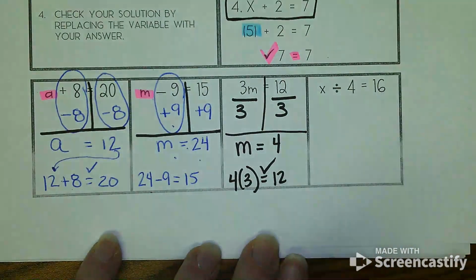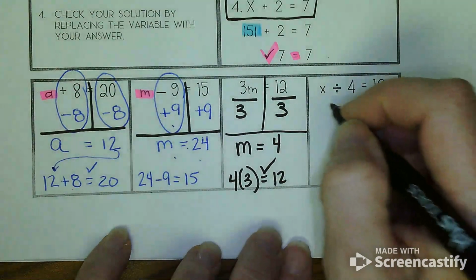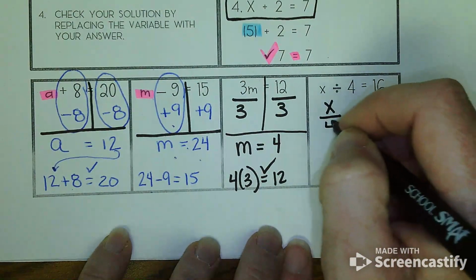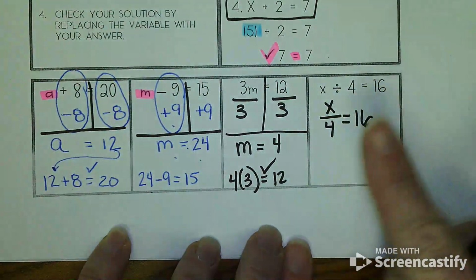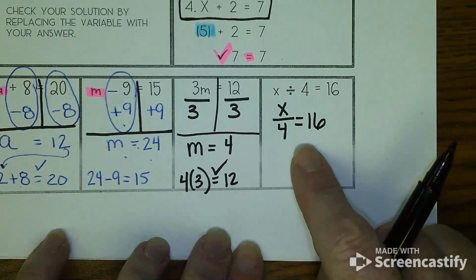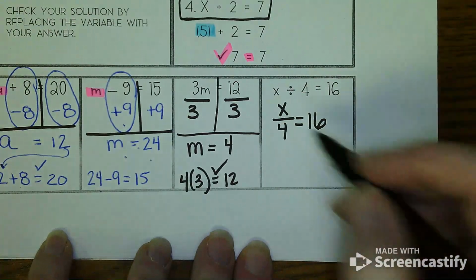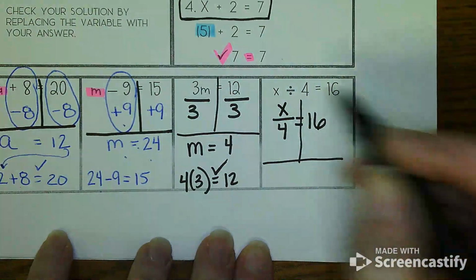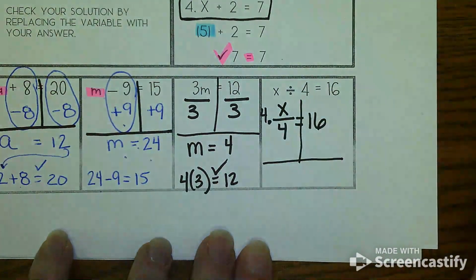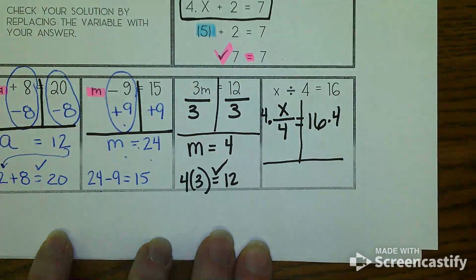Now, this is how they show division, but in Mrs. Deshone's classroom, it will look like this, because this is our 7th grade or advanced way of showing division. Anytime you see a fraction bar, that means divide. So when I put my balance beam in again, I'm going to multiply this side by 4, and I'm going to multiply this side by 4.